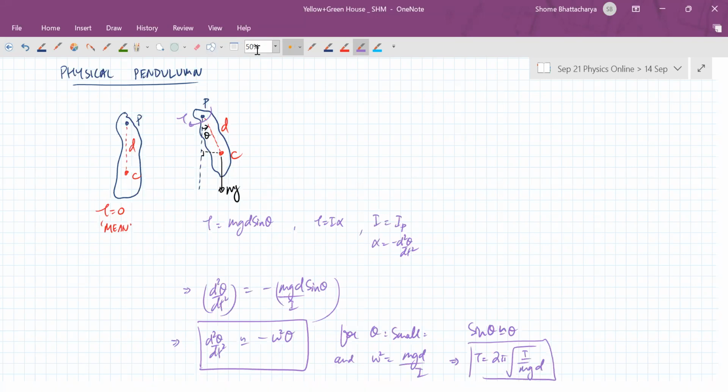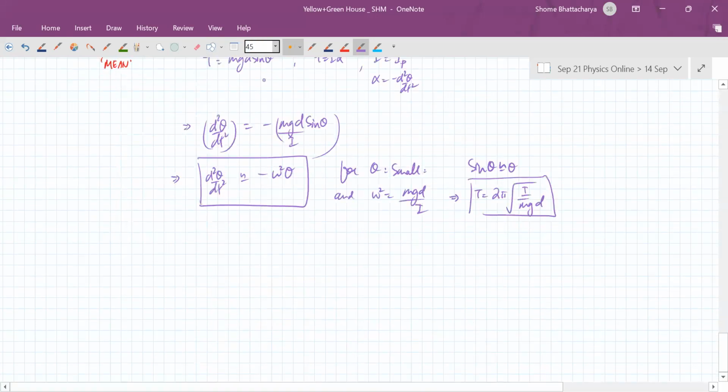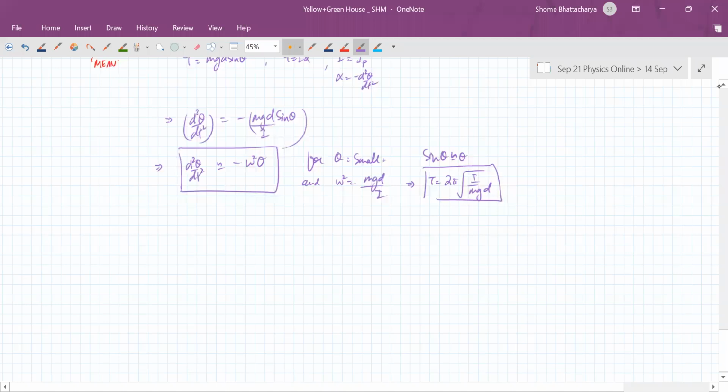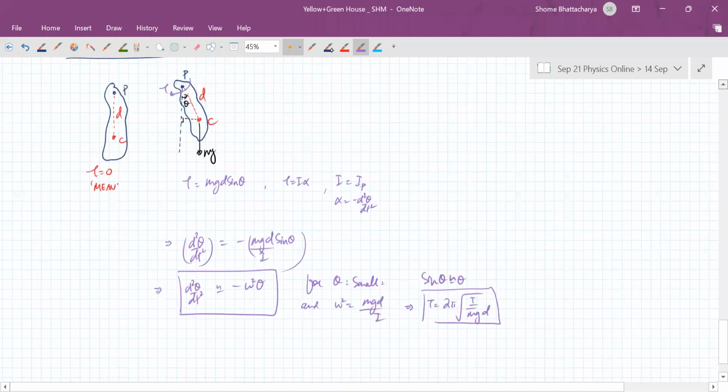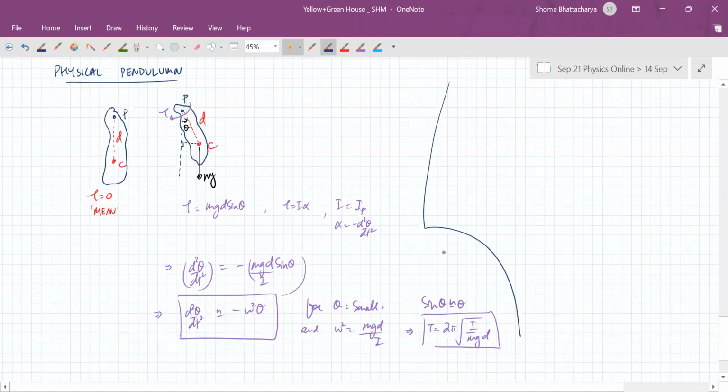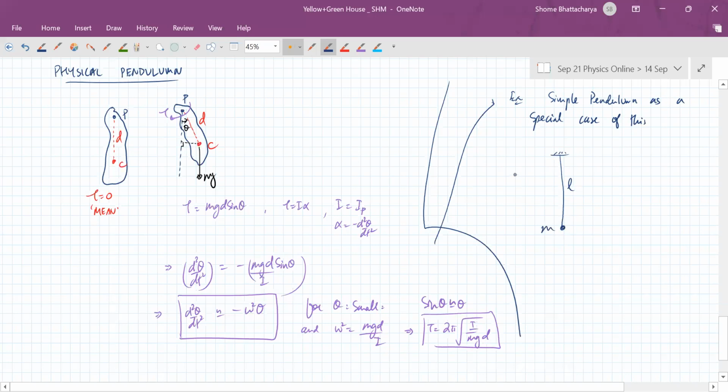So now we'll also see today that simple pendulum is a special case of this. So we'll understand a simple pendulum as a special case of this situation. In a simple pendulum, we have a massless thread of length L with a particle of mass M attached.